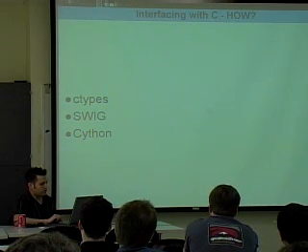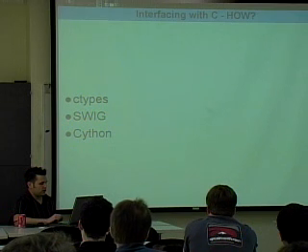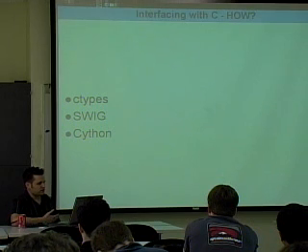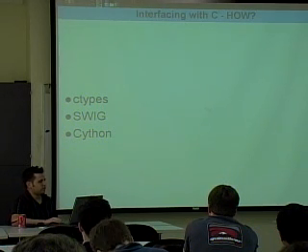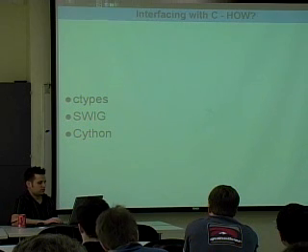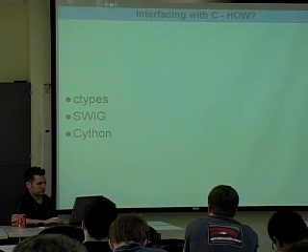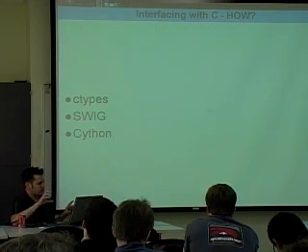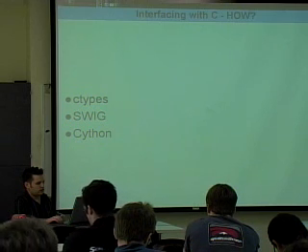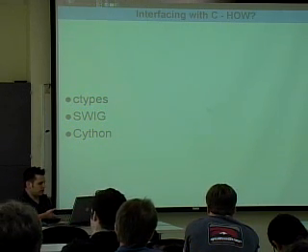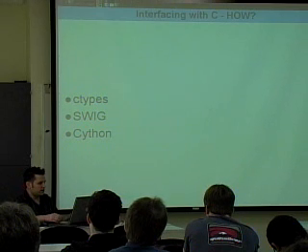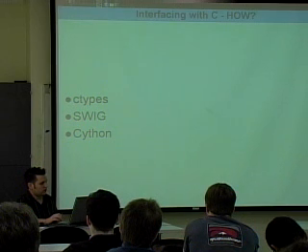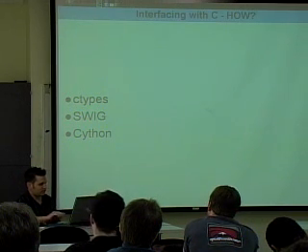SWIG stands for Simplified Wrapper and Interface Generator. It's more of a generic tool that'll wrap C code and expose it to a bunch of high-level languages like Perl, Python, Ruby, Erlang, Tcl, all sorts of crazy stuff. What it does is add an additional layer that helps convert your types from your Python types to maybe something defined in C, and it also does some minimal type checking.